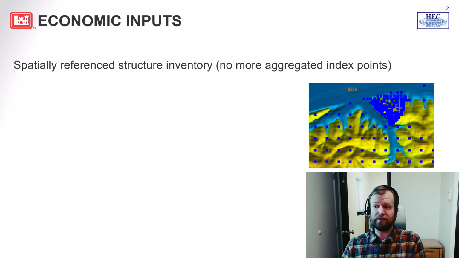The most widely used source for structure inventories in SWIMS models and throughout USACE is the National Structure Inventory, or NSI. As I mentioned, in this image you can see an example of a structure inventory with the blue dots representing individual structures in the model. Early versions of FIA required the use of aggregated index points, so the georeferenced NSI is a huge improvement.